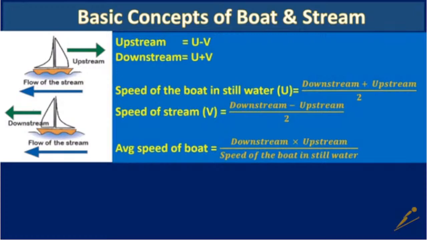Upstream represents the speed of the boat when it is traveling in the opposite direction as the flow of the stream. Downstream equals U plus V. This represents the speed of the boat when it is traveling in the same direction as the flow of the stream.